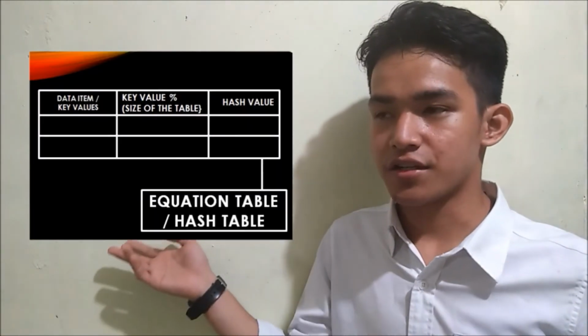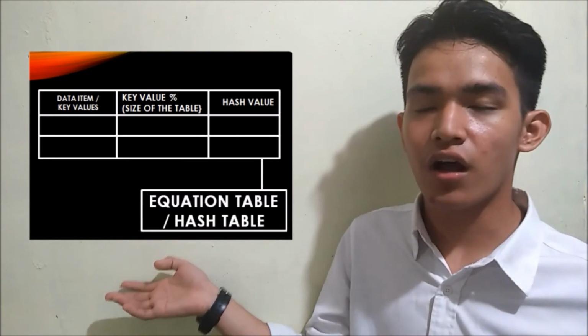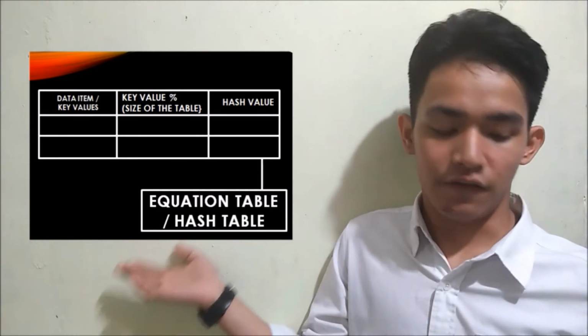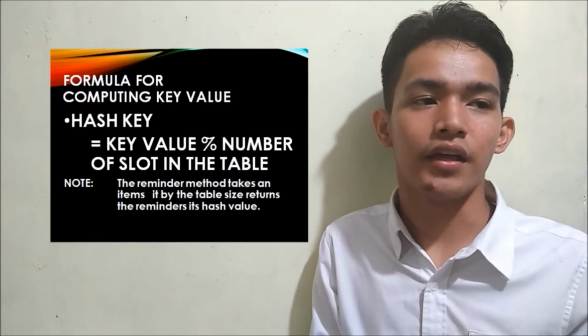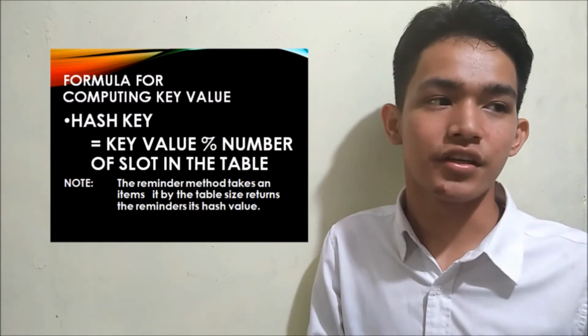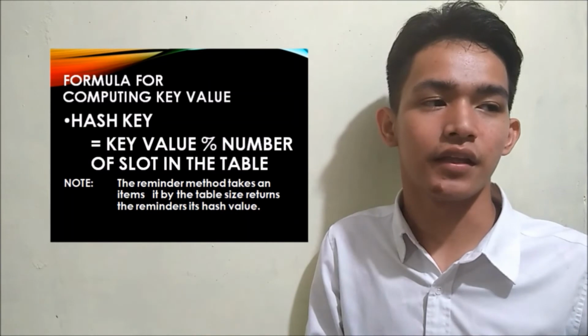So next step naman is yung equation table or hash table. Dito yung mga ilalagay natin yung key value, tapos yung data item. Next is yung formula for computing a key value. Hash key equals key value modulus number of slots in the table. Example nun, ito.